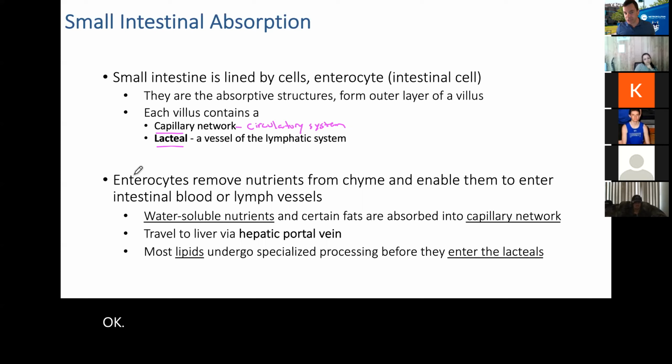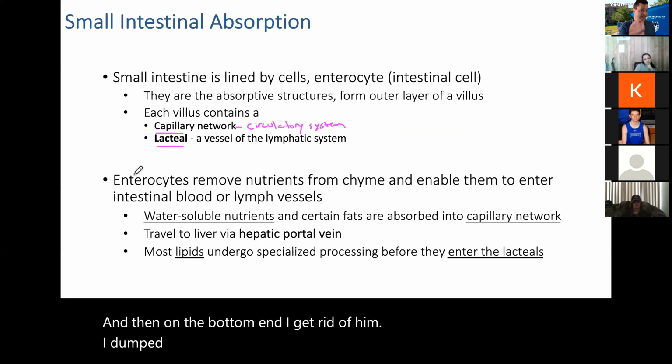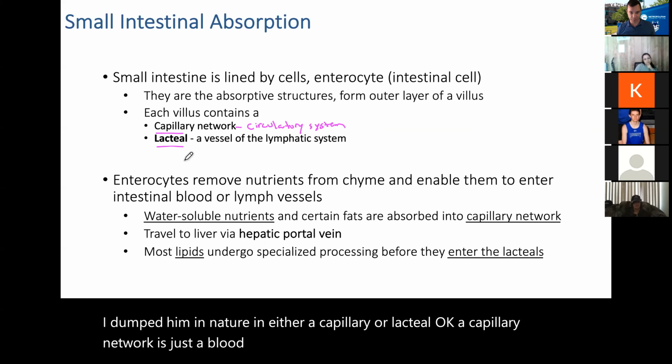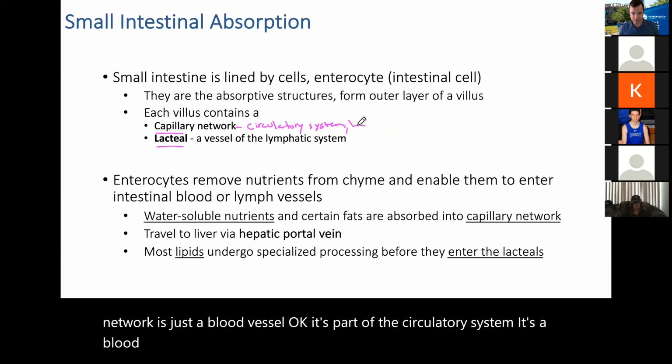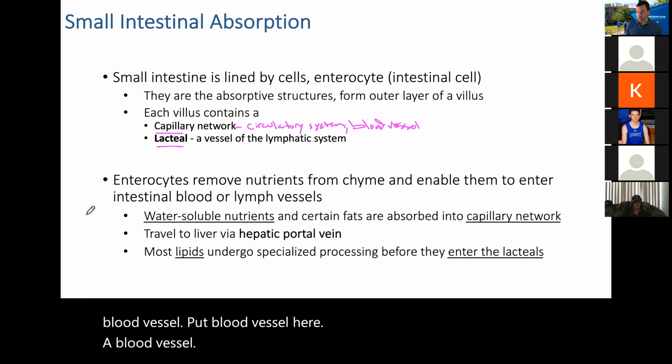I absorb these nutrients from the outside, pass them through my intestinal cell, and then on the bottom end, I get rid of them. I dump them in either a capillary or a lacteal. A capillary network is just a blood vessel. It's part of the circulatory system. Put blood vessel here. Some stuff goes into there, and some stuff goes into the lacteal.